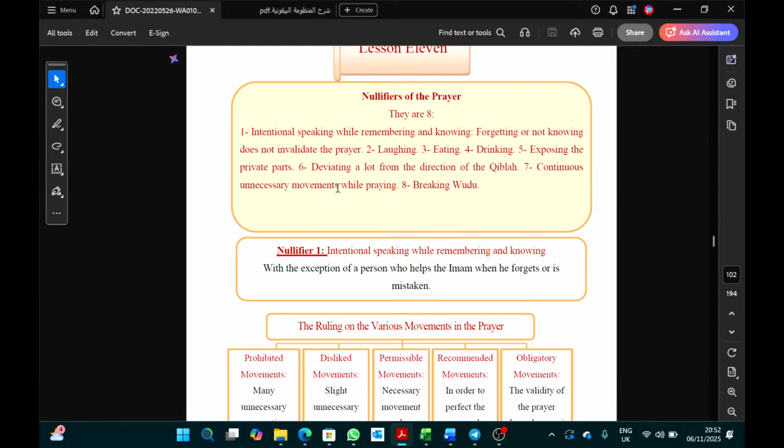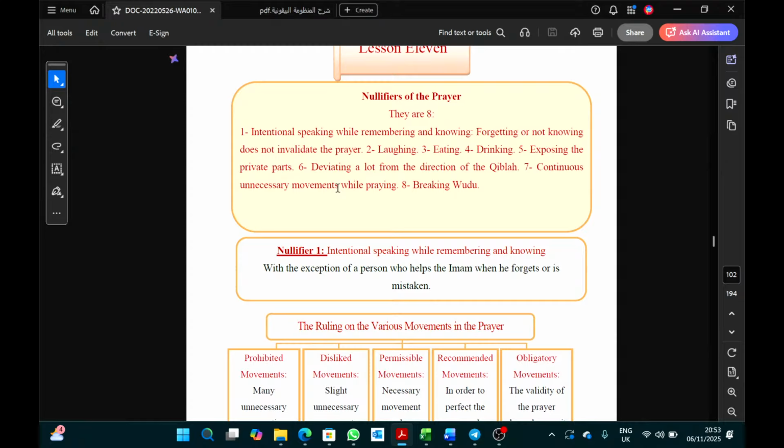Okay? Number 2, laughing. Laughing means noise comes out. If you just smile, inshallah, it's fine. Okay? And if you laugh, you don't have to do wudu again. Some people think you have to do wudu again. That's the Hanafi madhab. You don't have to. There's no authentic hadith regarding it. I think there's one, but it's weak.